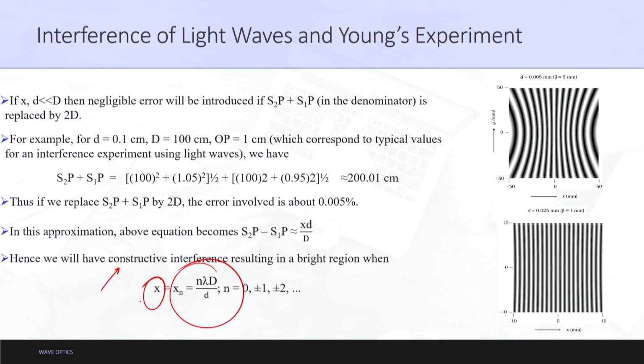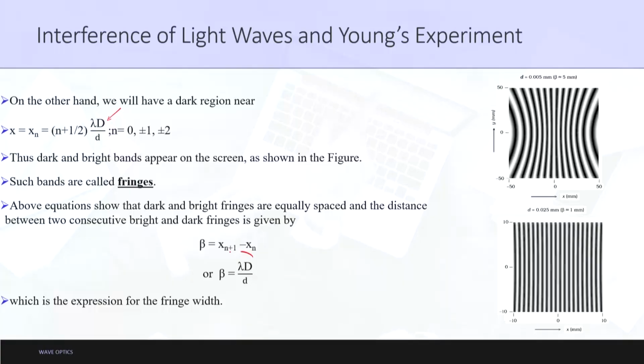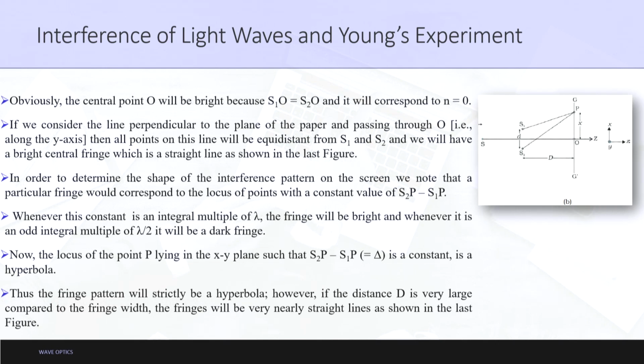Please remember this formula: for constructive interference, x should be equal to xn, which is equal to n lambda capital D by small d. Similarly, for the dark region, x should be equal to xn, which is equal to n plus 1 by 2 lambda capital D by small d. We also found that the consecutive difference, known as the fringe width, is always the same for either bright or dark fringes, denoted by beta, which is lambda capital D by small d. Moving on to the next concept now.